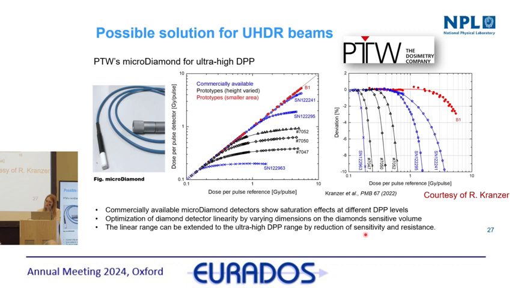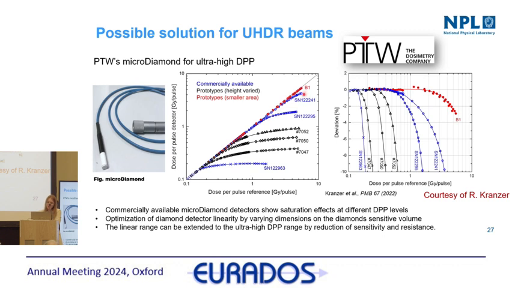So the starting point for PTW, that is currently the manufacturer of the microdiamond, was to investigate the response of the currently existing microdiamonds in a high dose per pulse range. And this work has been led by Raphael Kranzer, who has shown that when operating different prototypes of microdiamonds, there is always linearity at a low dose per pulse range, and then depending on the type of the microdiamond, this linearity is being broken. There started to be deviation at a higher and higher dose per pulse.